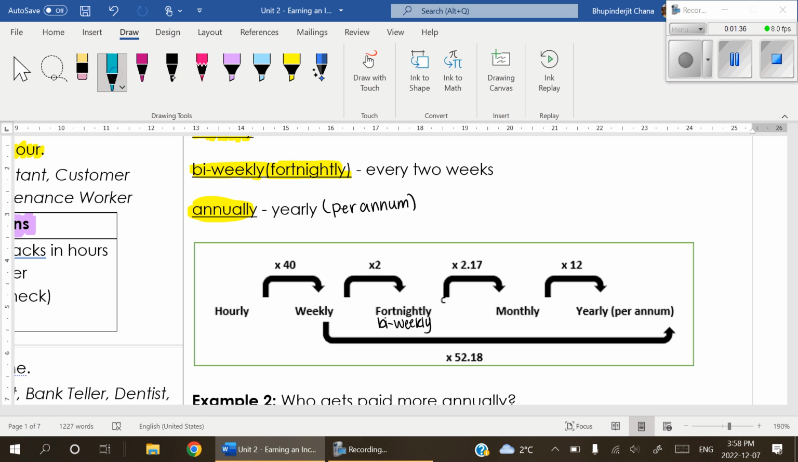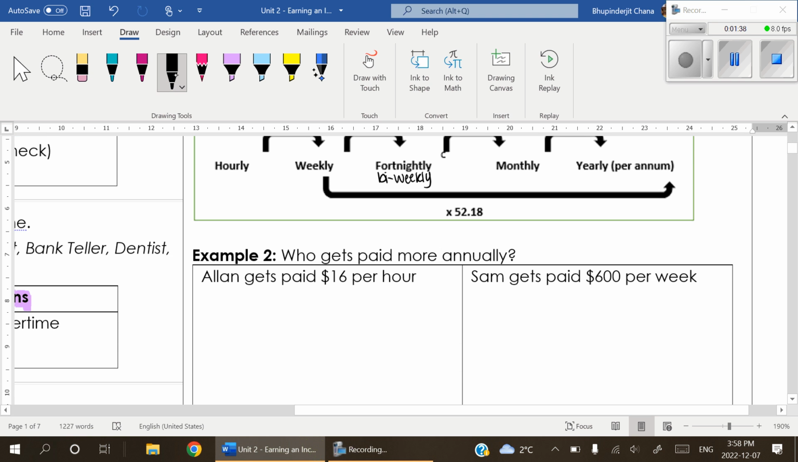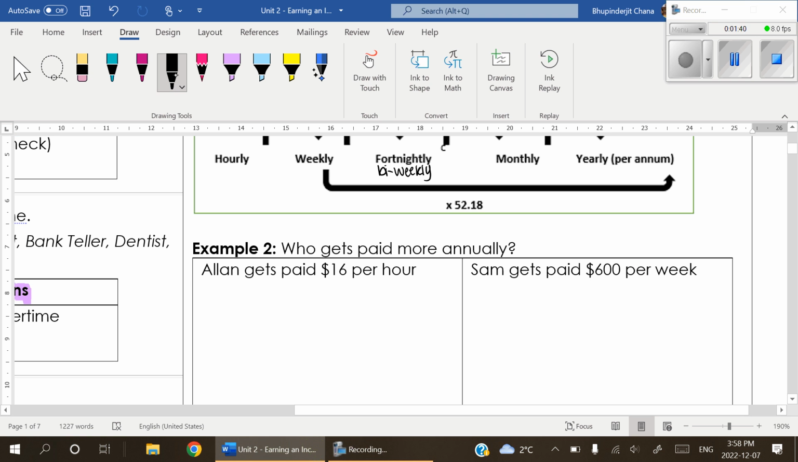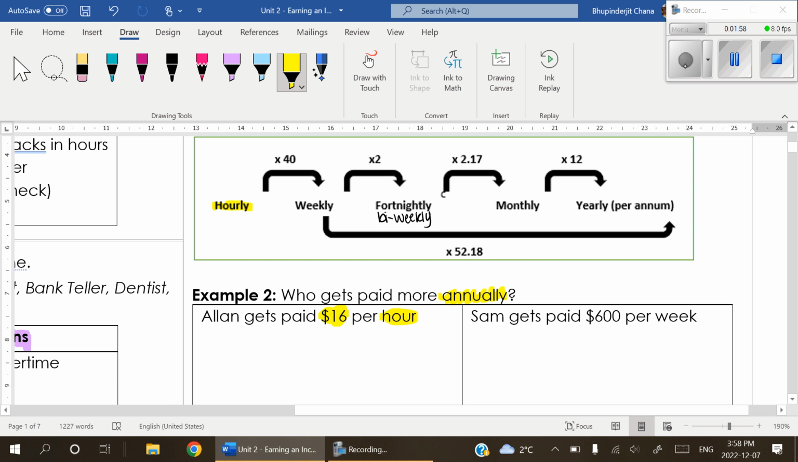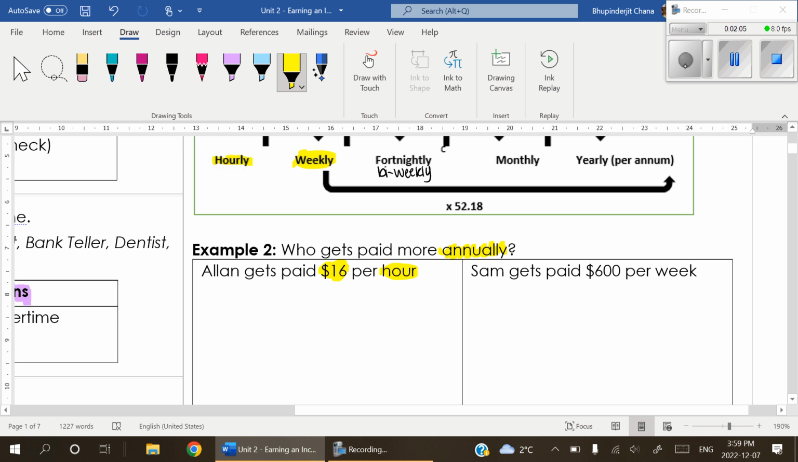Perfect. Let's get started on an example. Example 2 asks, who gets paid more annually? So that's going to be once a year. Okay, the first one here, we're getting $16 per hour. So that's hourly on our flow chart there. What I'm going to do is I'm going to go hourly times 40 to change it into weekly first.